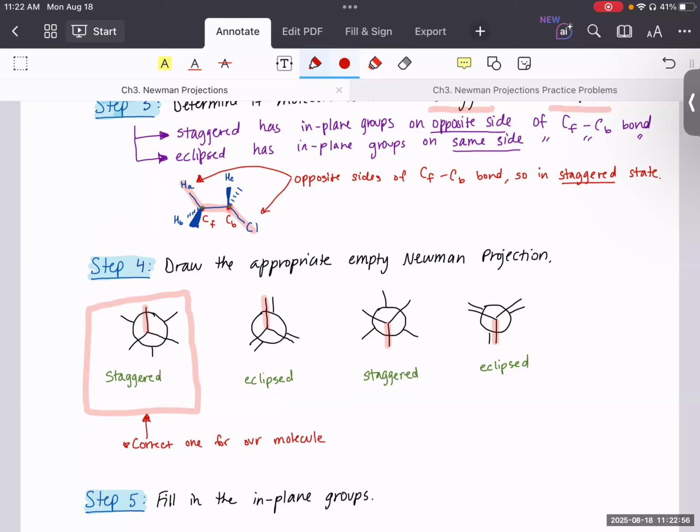And again, you're always going to choose one of these four Newman projections. There's no other situation in which you'd have a different one. These are the only four empty projections that you should be using. And again, this is the correct one because HA points up and we're in the staggered state.